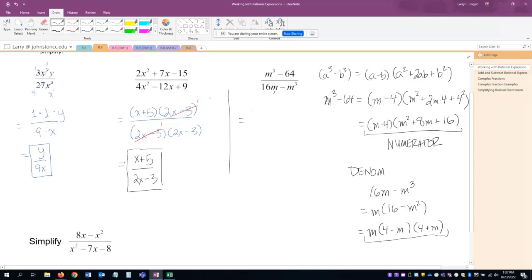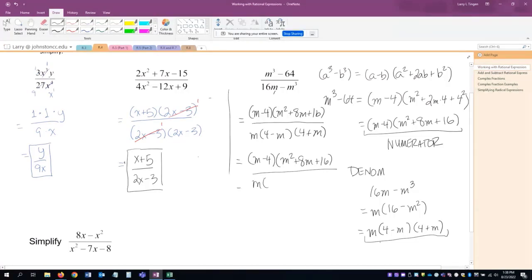And what do I have? My numerator is m minus 4 times m squared plus 8m plus 16. My denominator is m times 4 minus m times 4 plus m. Are there any common factors? Yes, the order. So it looks like it, right? So let's write that denominator, let's get those m's in the order that we're using them. So m minus 4 times m squared plus 8m plus 16 divided by m times, now that is negative m plus 4 times m plus 4. And 4 plus m and m plus 4 are the same thing because addition is commutative.